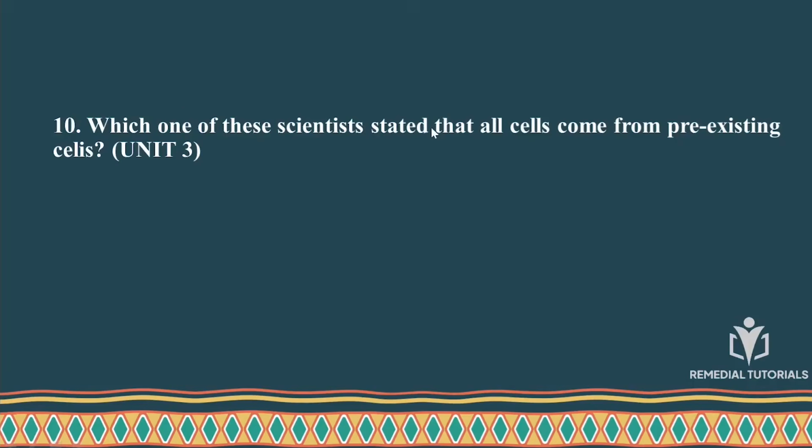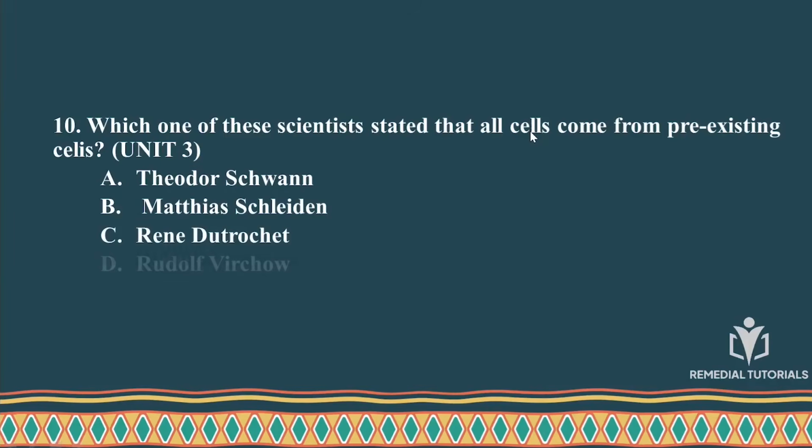Which of these scientists stated that all cells come from pre-existing cells? Unit 3, cell theory. Theodor Schwann, Matthias Schleiden, René Dutrochet, Rudolf Virchow. Of these, Rudolf Virchow is the one who said all cells come from pre-existing cells.